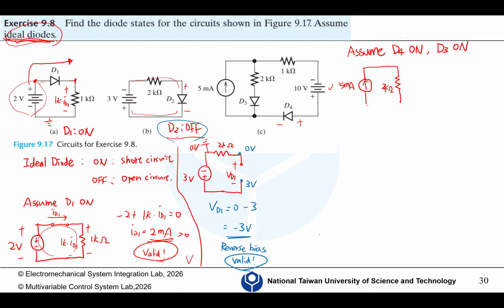Okay, so we say this is 5 milliamp, and this is 2K ohm. Then assume this is on. If it's on, we need to check the direction of the current. It's called ID3, and this one is called ID4. So we define the direction of current. And then this is positive negative 10 volts. This is 1K ohm.